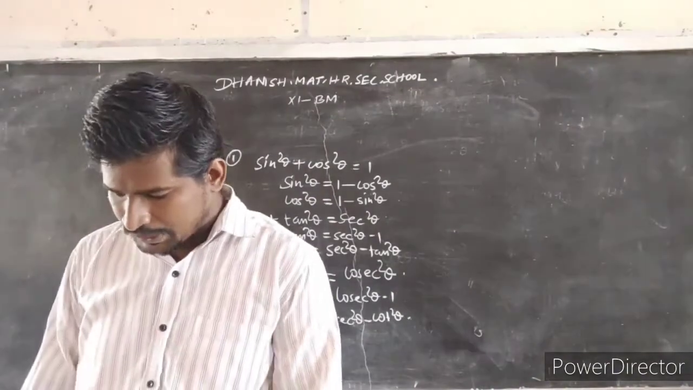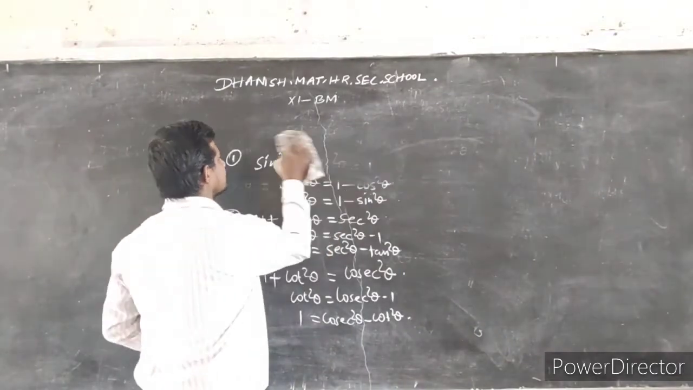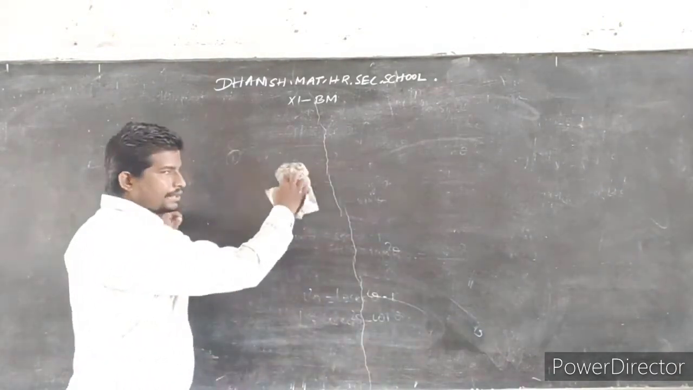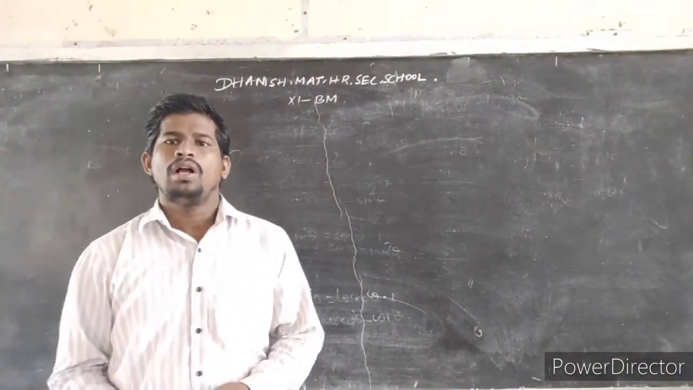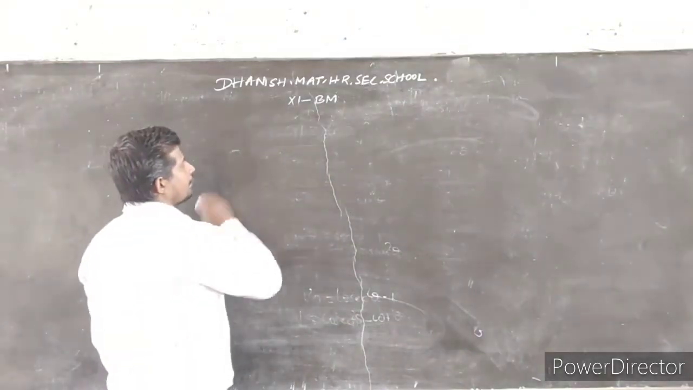Now we are going to learn what is meant by angle. You should learn all these identities and relations between the ratios. Then only you can do all the problems from trigonometry.